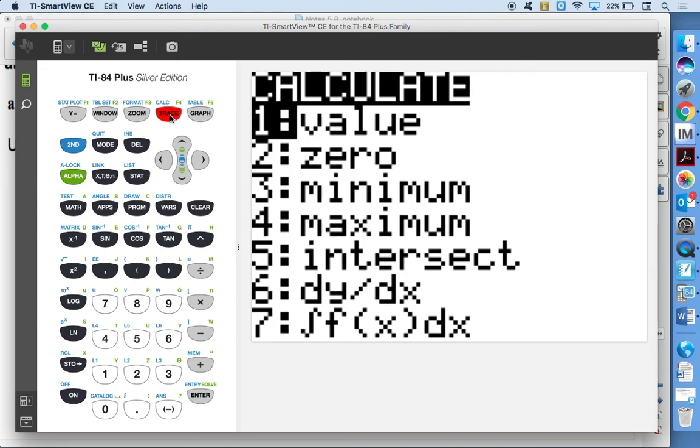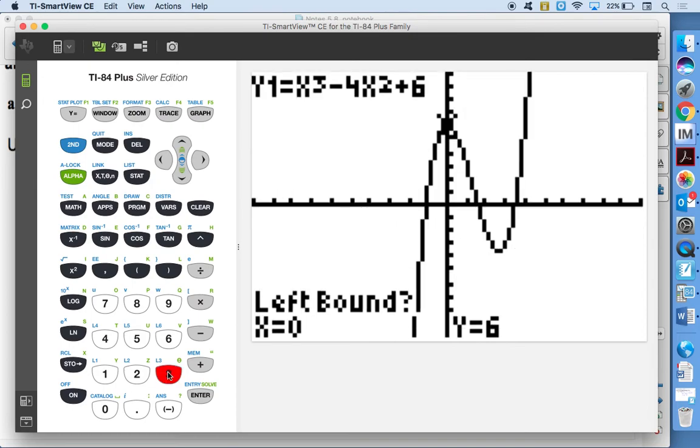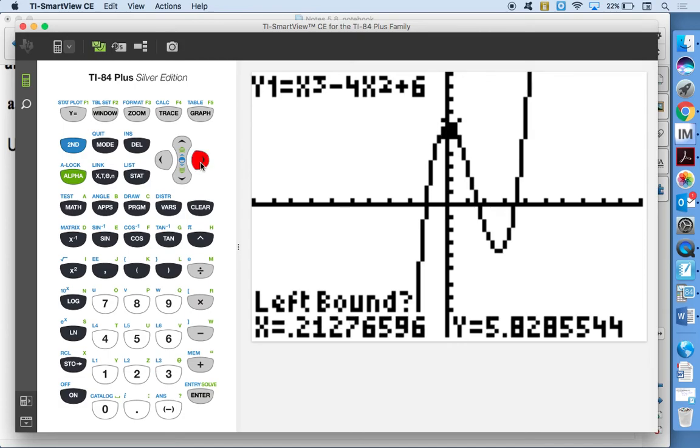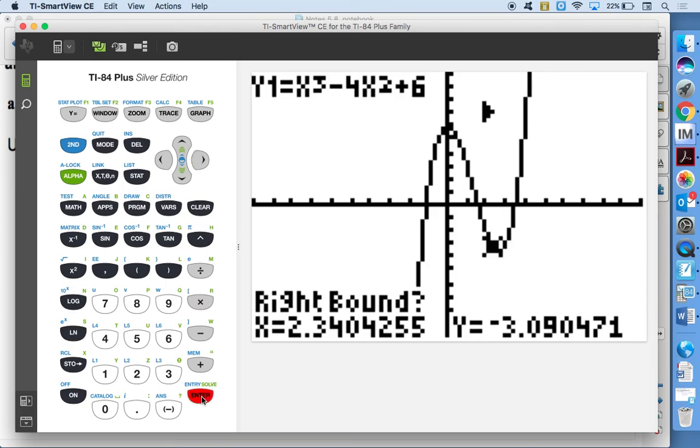So he said second calculate, that's at the top. Trace is at the top next to the graph. And then you're finding either a minimum or a maximum. If we want to find the minimum first, I'm going to press number 3. And then I have this little blinking buddy. You need to arrow over to where the minimum part is. The left bound means your little blinking guy should be on the left side of it. So right now it looks like it's slightly on the left. Hit enter. Right bound means my little blinking guy has to be on the right side of where I think the lowest point is. And then hit enter.